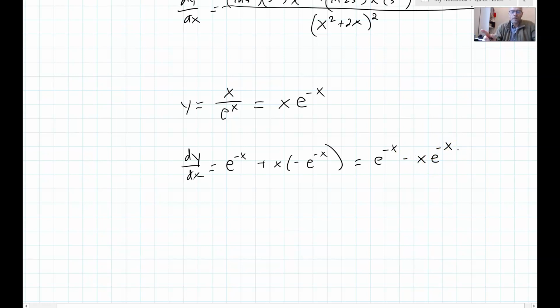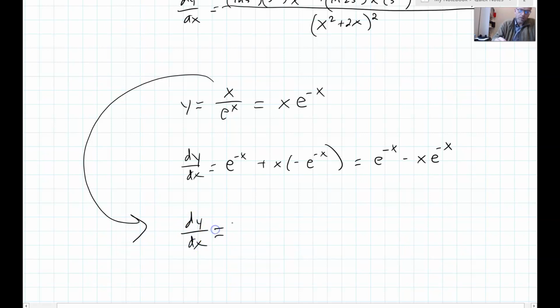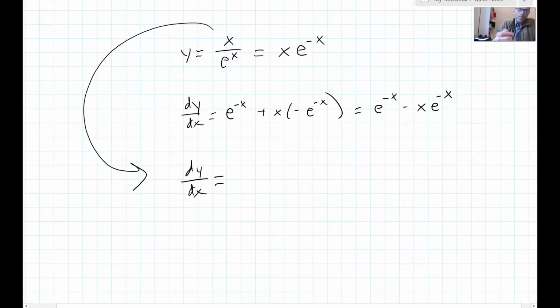Okay, let's take a quick look at how the quotient rule will produce the same thing. So I'm going to do this using the quotient rule. dy dx is equal to, okay? The quotient rule would say low, which is e to the x, d high, which would be times 1, minus high, which would be x, times d low, which would just be e to the x, all over low squared, which would be e to the 2x. Okay?